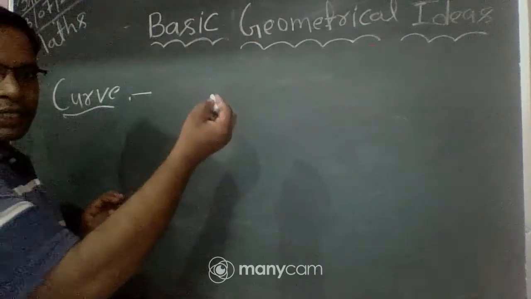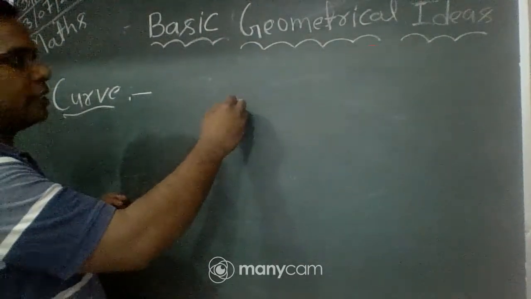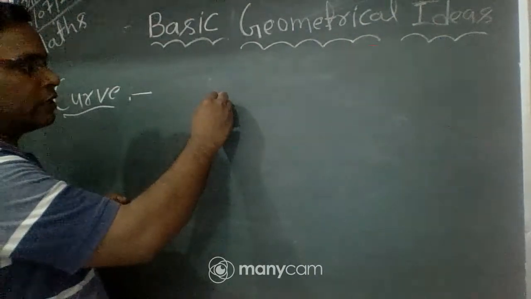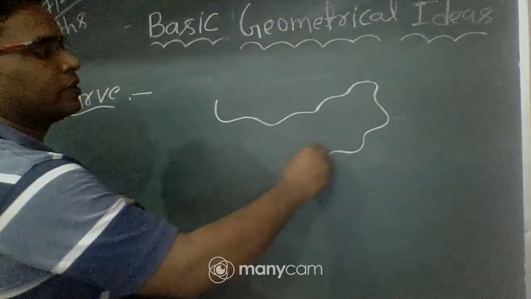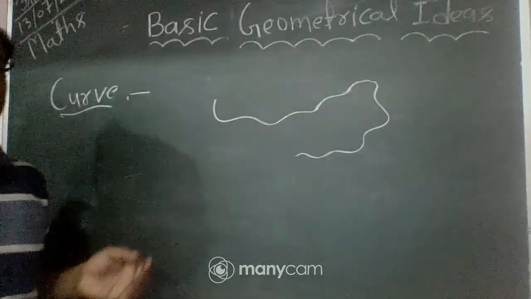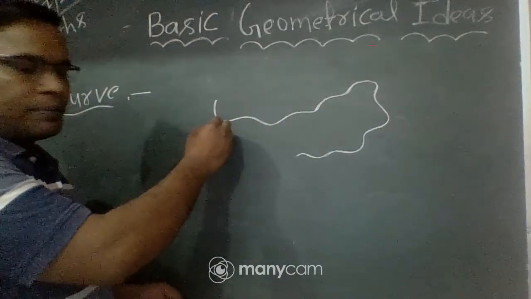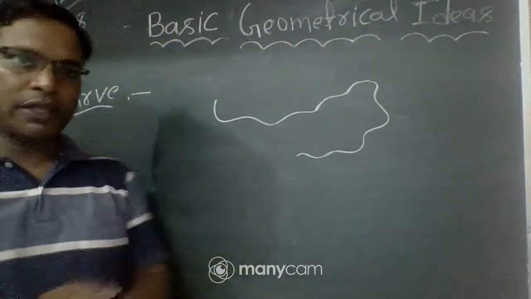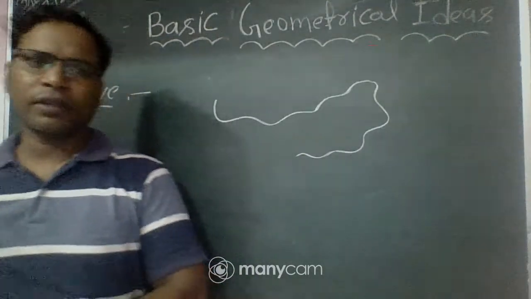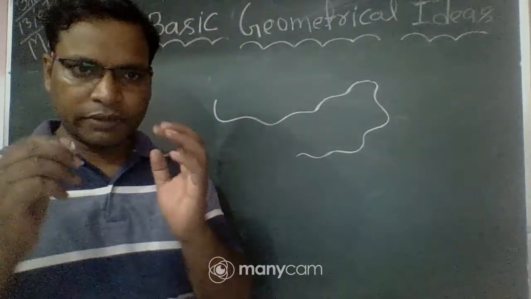Okay, it looks like this. If you put the pencil tip on the plain paper and move like this anywhere, the shape you obtain is called a curve. Okay, if you place the pencil on the paper and move it anywhere without lifting, what is the shape formed called? Curve.